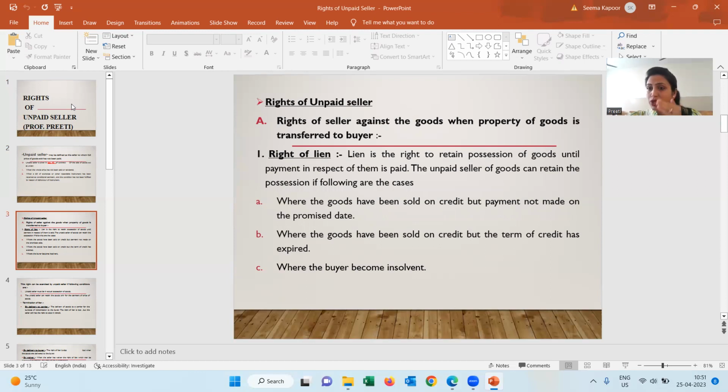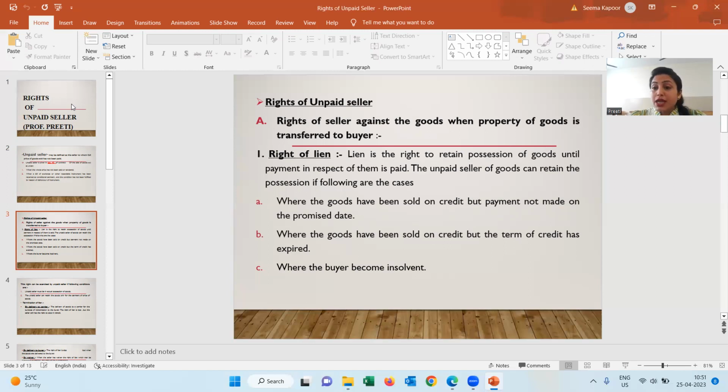Against the goods, there are two categories. The first is the right of the seller against the goods where the property in the goods is transferred to the buyer. And the second category is the right of the seller against the goods when the property in the goods is not transferred to the buyer. Now, property means ownership, the ownership of goods.